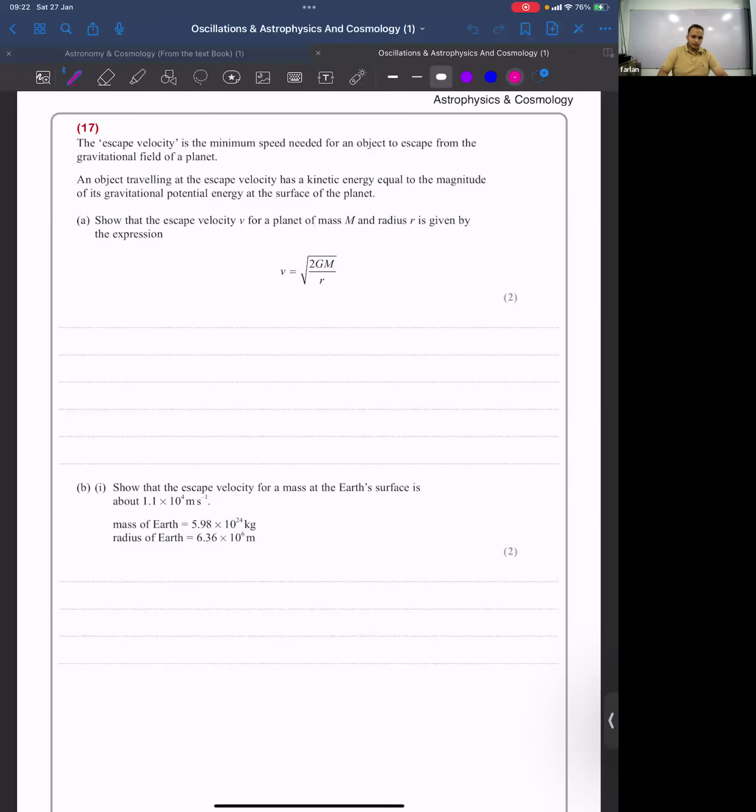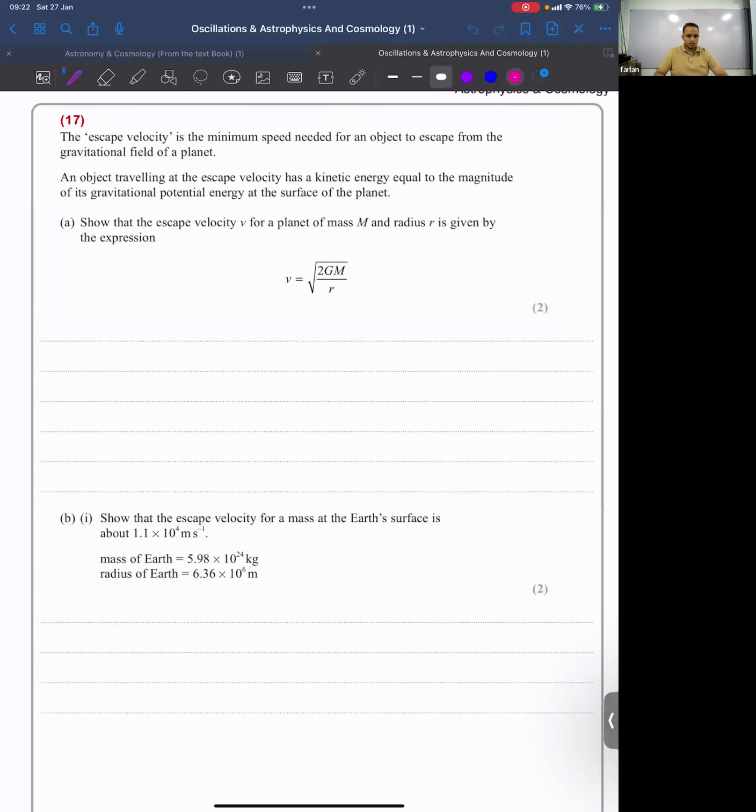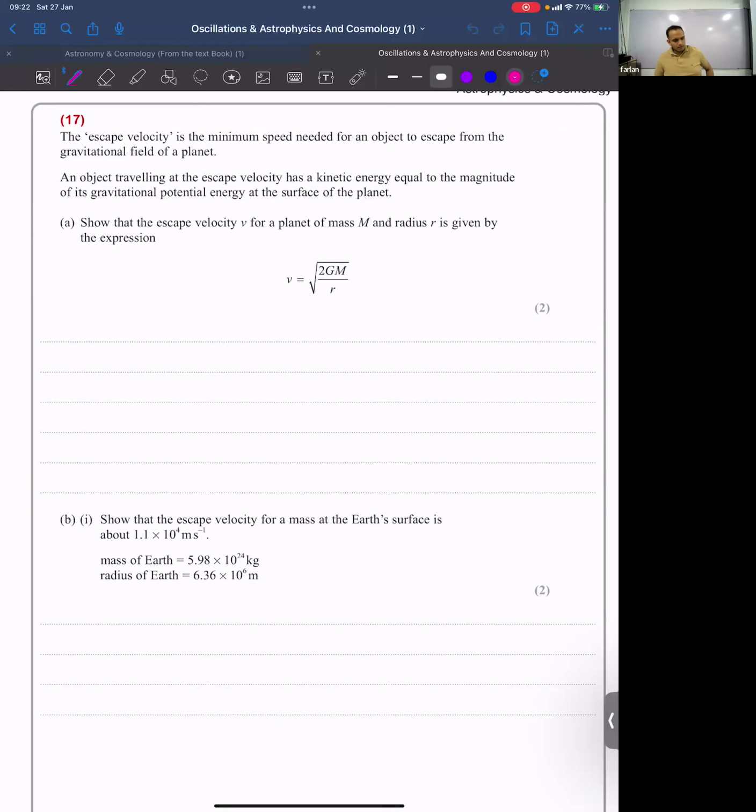The escape velocity is the minimum speed needed for an object to escape the gravitational field of a planet. An object at the escape velocity has a kinetic energy equal to the magnitude of its gravitational potential energy at the surface of the planet. Show that escape velocity v for a planet of mass m and radius r is given by this expression. Right. Let's listen.